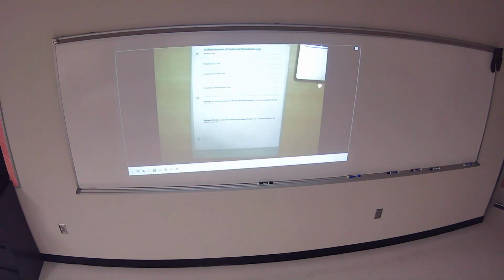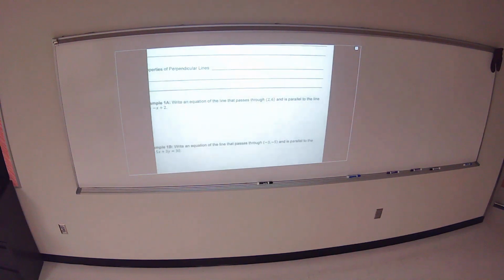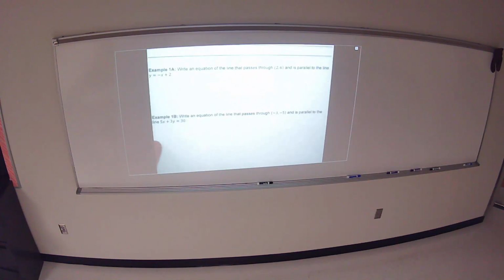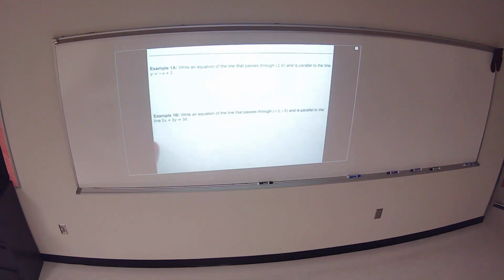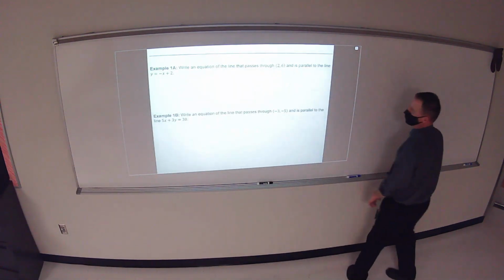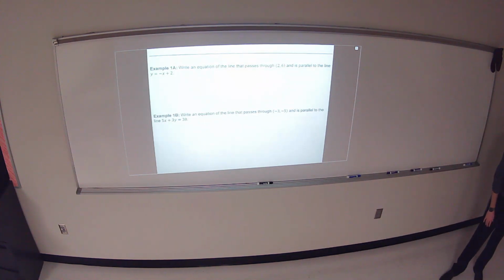All right, so down to example 1A. And again, we're going to do each of these in both forms, and you're going to pick one, and you're going to get comfortable with that. If you want to work with both, you are free to work with both. Write an equation of a line that passes through (2, 6) and is parallel to the line y equals negative 1x plus 2.